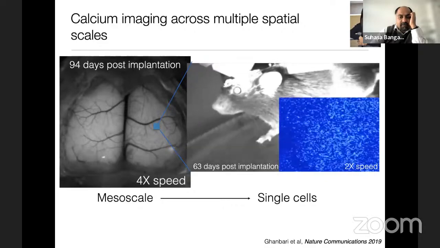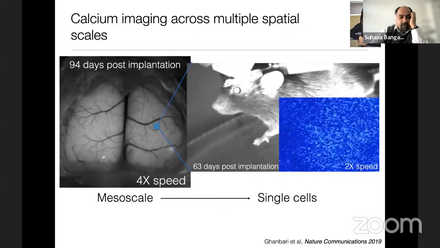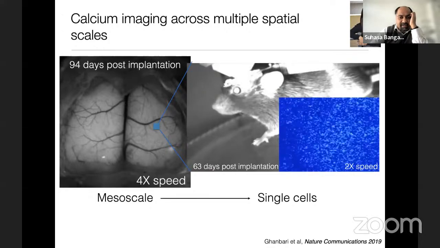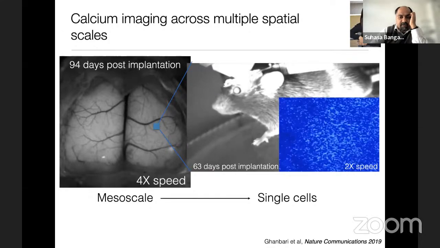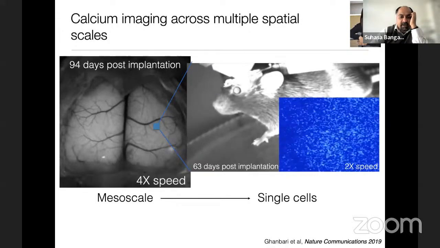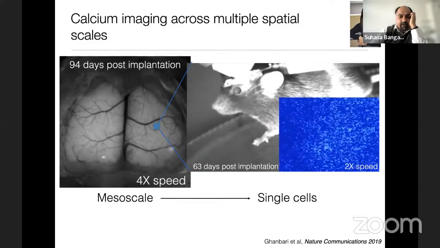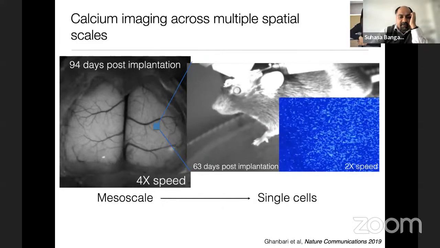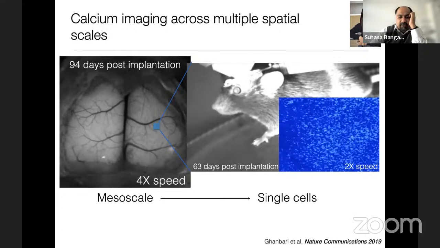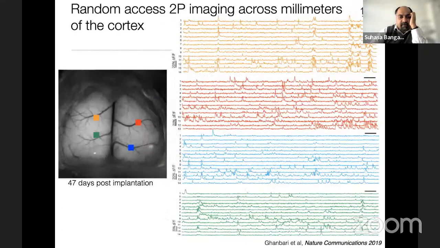Now, within the same device, you can not only look at mesoscale calcium activity, but also zoom in on individual microcircuits in a random access fashion and look at single cell activities. And you can do this over long durations of time. Here's one example where we were able to, in a random access fashion, access several different regions separated millimeters apart and look at single cell activities.